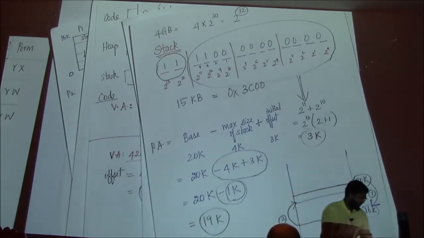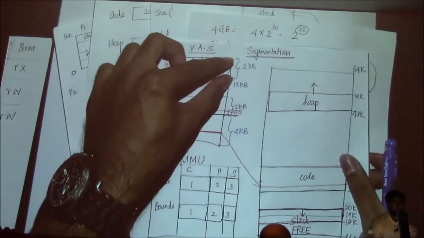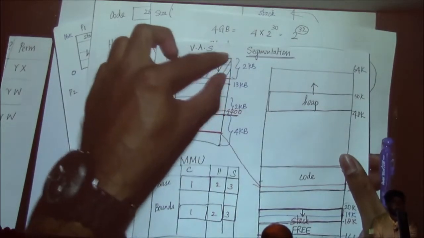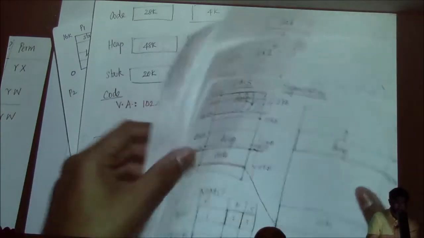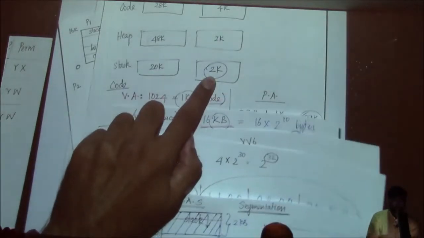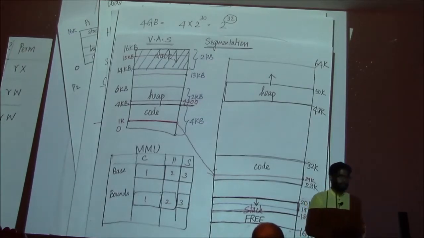So in this case our stack was only of size 2 KB. Even though it could have grown till 4 KB, currently it is only 2 KB, so the bounds will only have 2 KB. The access fault that we would get is because we're trying to access it, but we haven't allocated it yet. Exactly, yeah. You could theoretically allocate it, yeah.